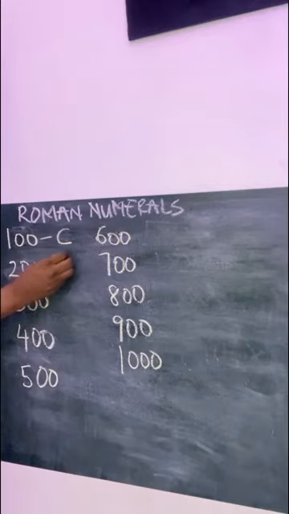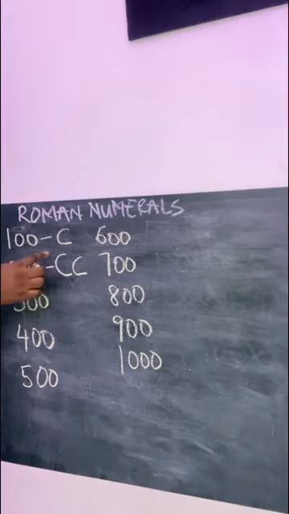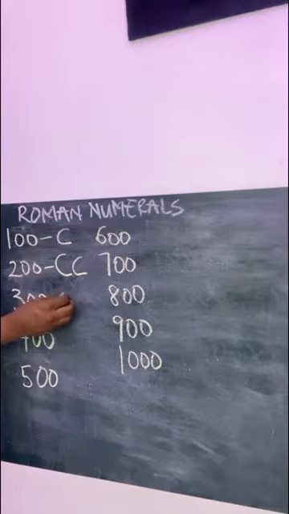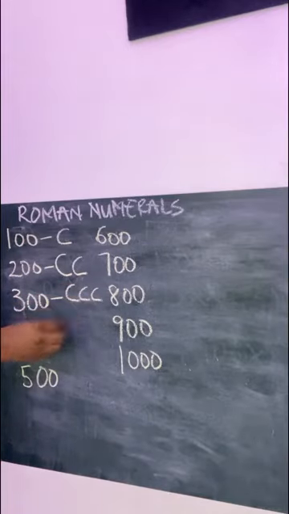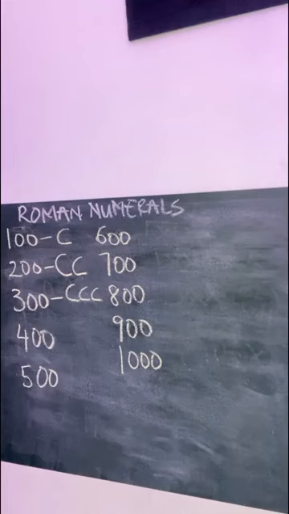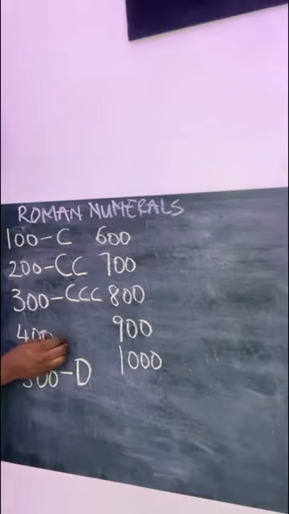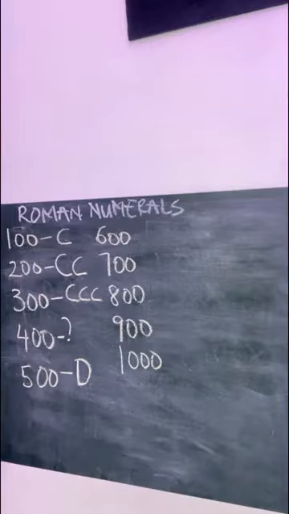So our 200 will be what? CC. That is 100 in two places. 100, 200. Then our 300 will be what? CCC. Remember I said our 500 is D. So what is 400? From our knowledge of 4, that I said 4 is IV, and 40 is XL. So 400 is what?